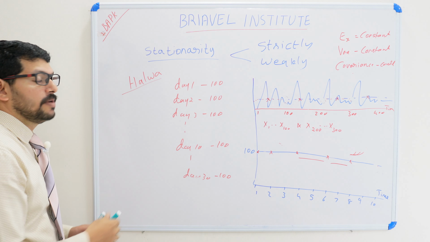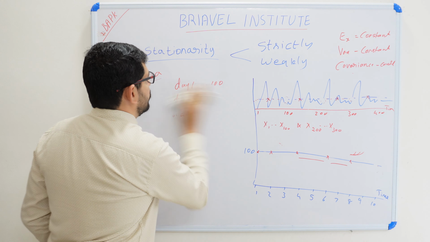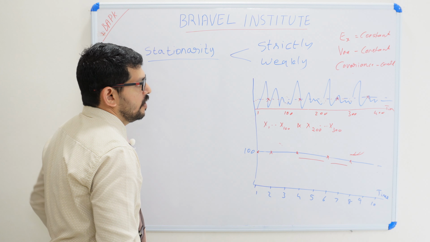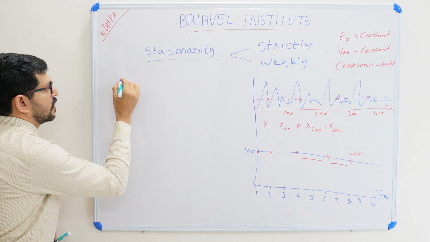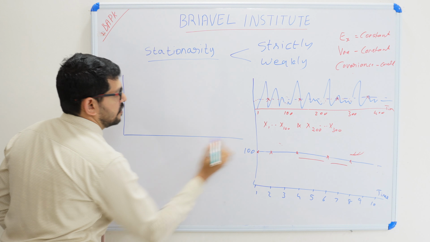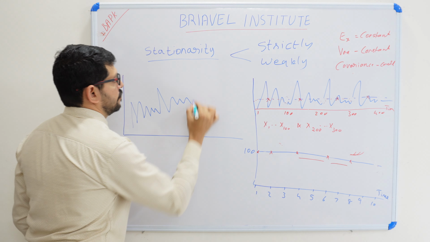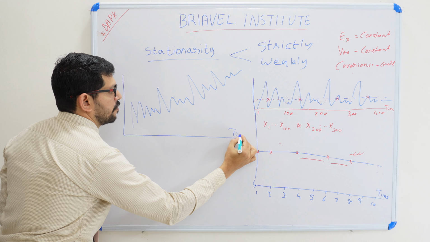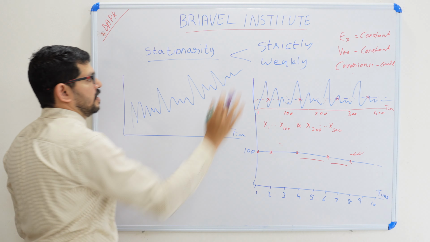Whether this depends on the time, we will draw some other graphs, and you will understand whether it depends on time or whether it is stationary or not. I will draw different types of graphs. So time is going up. My stochastic process is like that.